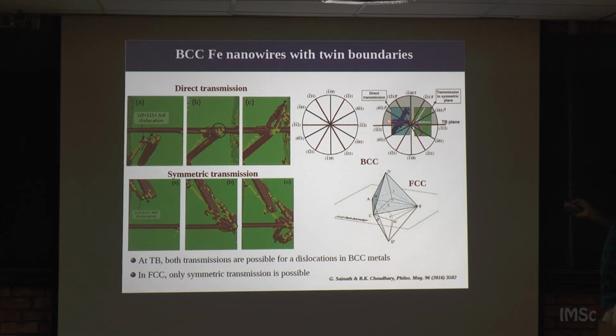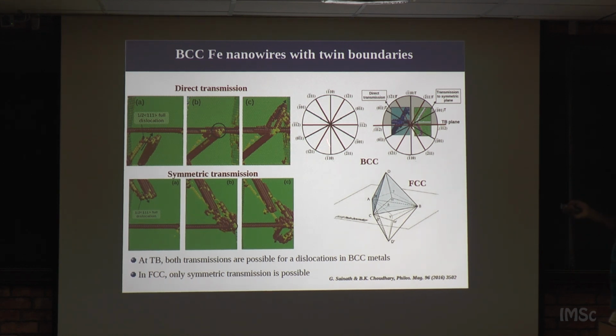That means, you can see the first, directly the red line, the dislocation comes here and then goes to the next plane, while in other cases the dislocation maybe comes here and then goes to a symmetrical plane. So, two possibilities are there. The dislocation either directly goes to the same plane, or it can also transmit in a symmetric plane.